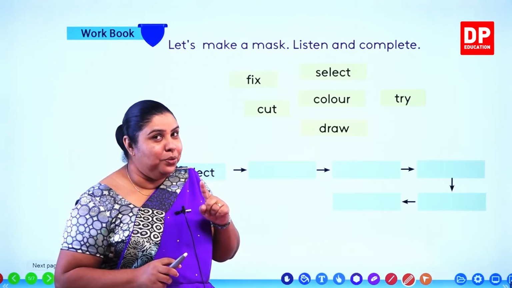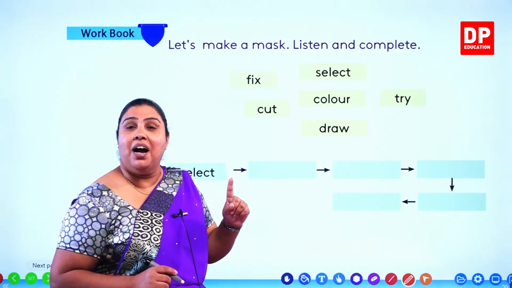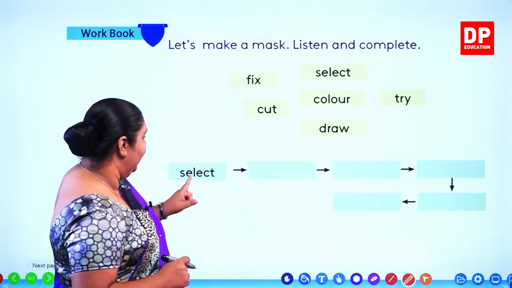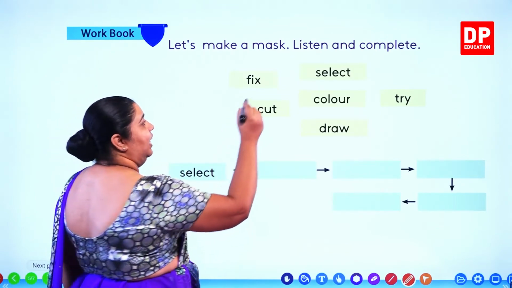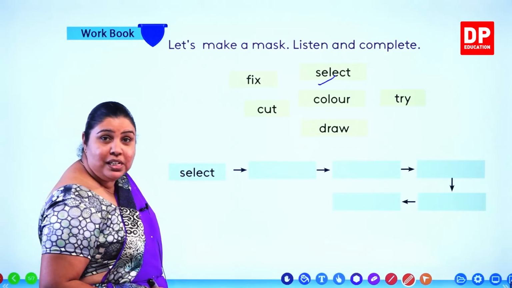Now, as I told you, first of all, what we need to do when we make the mask is to select the shape. Now, we have the word select here and they have taken it as the first step. Can you see? Select. We have to select the shape.